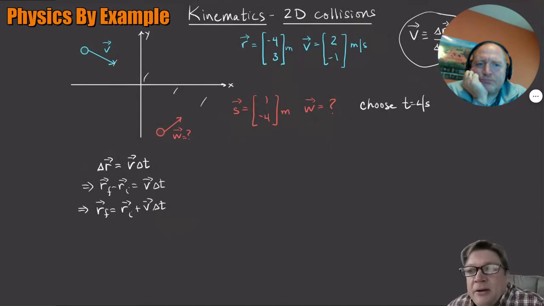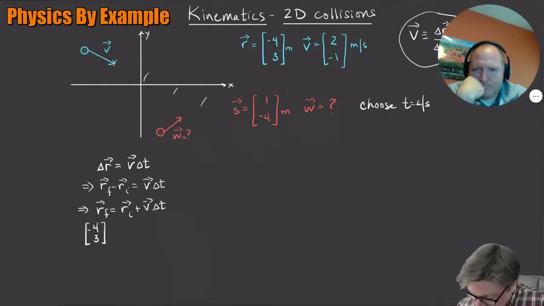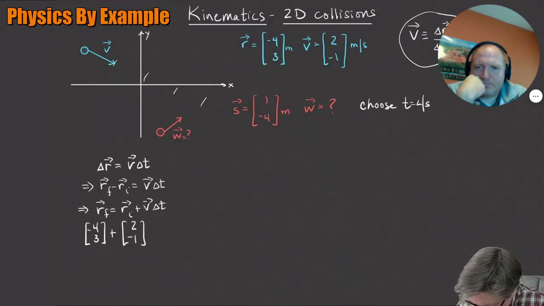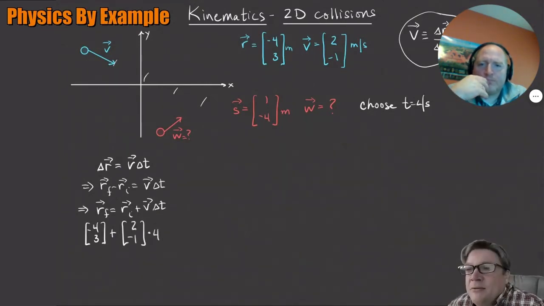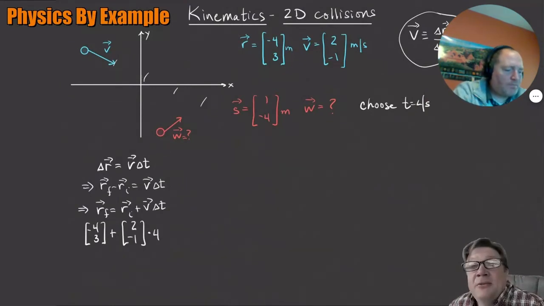So here's what I'm going to do. What is my R initial for the blue object? It is -4 and 3. And then my V delta T, my V is 2, -1. And then I've chosen 4 seconds. I'm going to intercept this thing after 4 seconds. All right, that's going to be its final position, right?